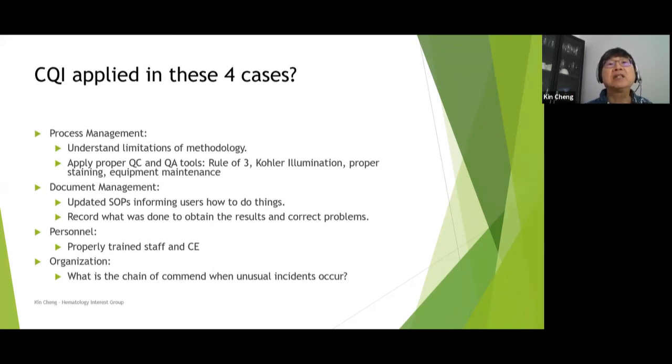If your stain is not done properly, you will not be able to see the toxic granulation. If your stain is not done properly, you will miss out on the blast cells.